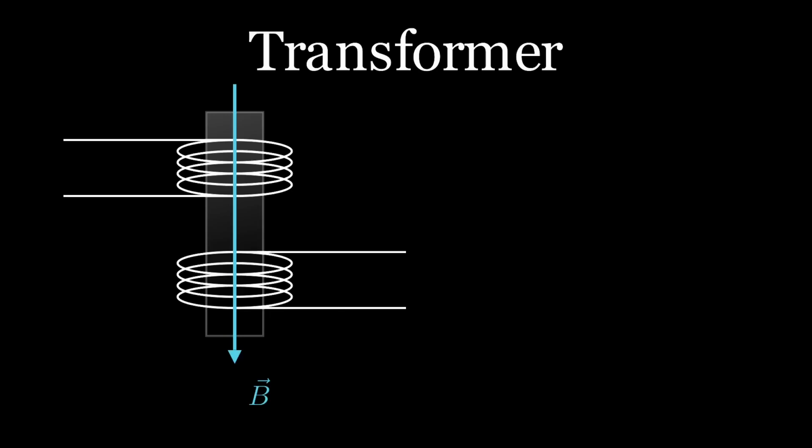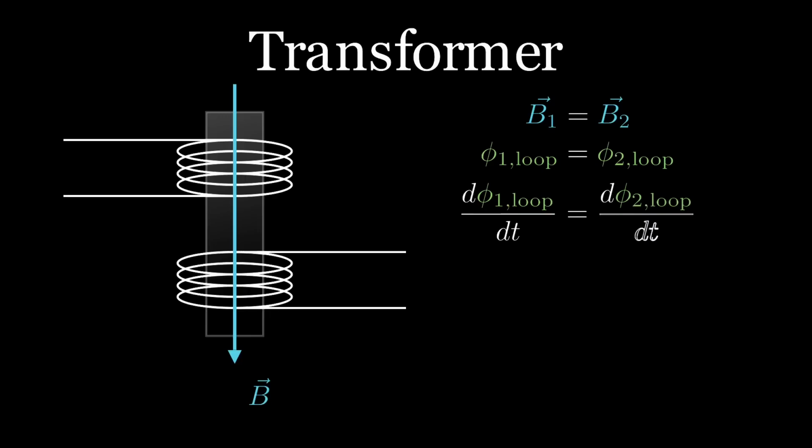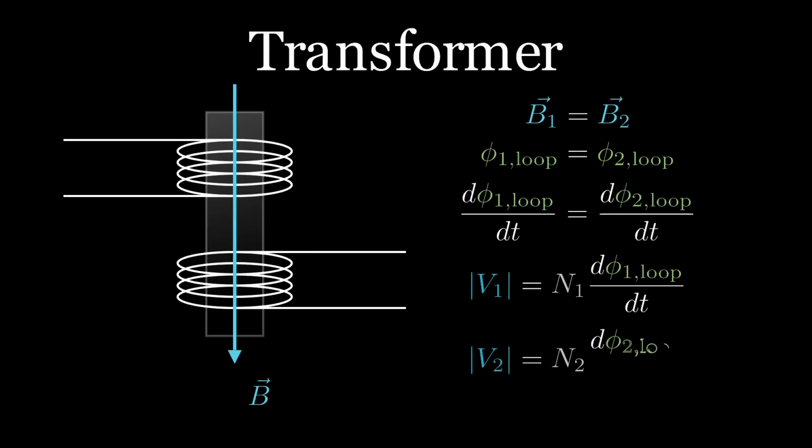Now the magnetic field in both coils is the same, which means that the flux through each single loop should also be the same, and the change in flux over change in time should also be the same. Now the flux for the entire coil is equal to the flux for a single loop times the number of loops. So the voltage on the first one is equal to the number of loops in the first one times the change in flux over change in time, and the voltage in the second one looks the same.